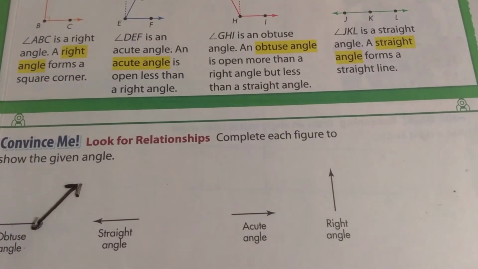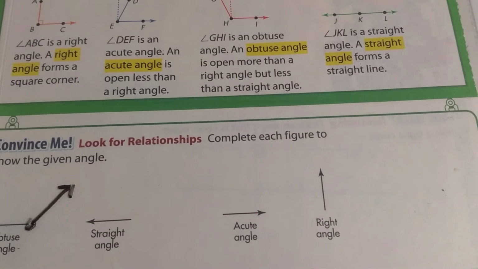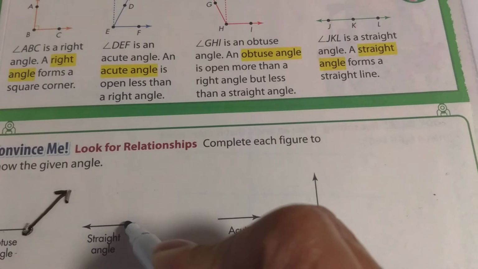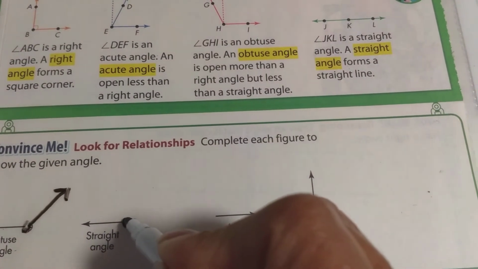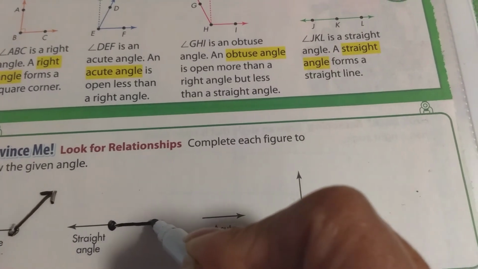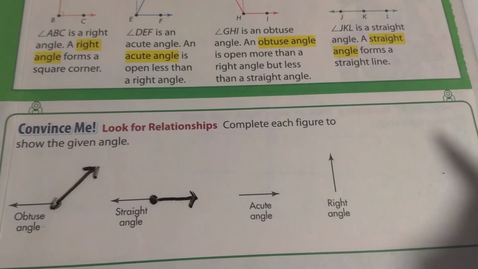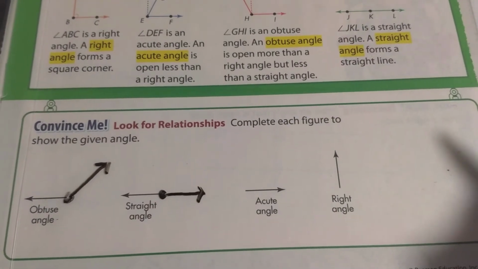All right, our next angle is called a straight angle. Straight angle is just a straight line, remember? But it's made up of what? 2 rays. So they have to share a common endpoint right here in the center. And if I draw another line going this way, there's my straight angle or my straight line, right? Made up of 2 rays.